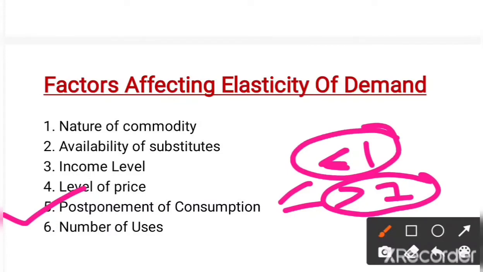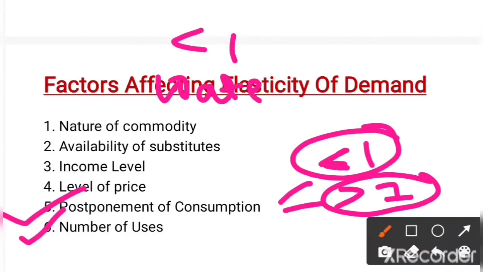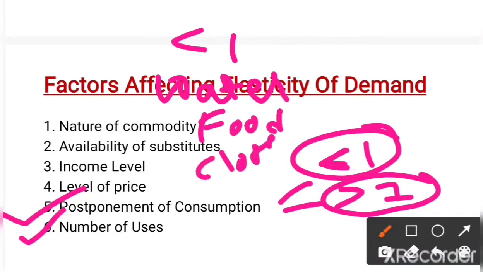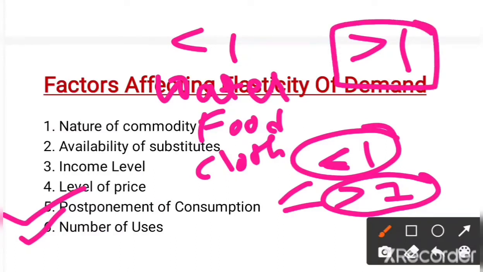So the last one is number of uses. If the commodity has more number of uses, the elasticity will be less than 1. For example, all your necessities will have more uses, like food, water, cloth, etc. If the commodity has fewer uses, the elasticity of demand for them will be greater than 1, because for such goods, even a little change in price will affect your quantity demanded more. So the number of uses will also affect your elasticity of demand.